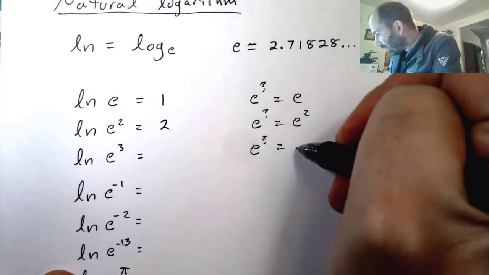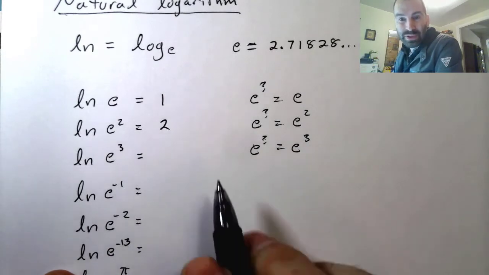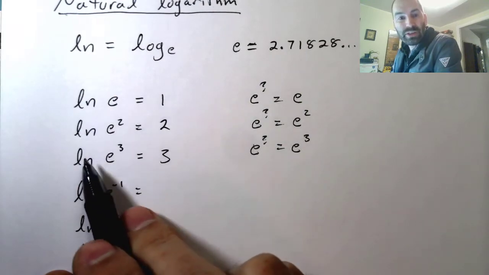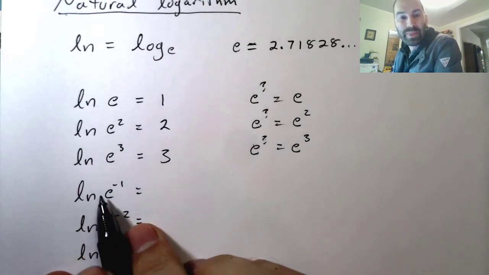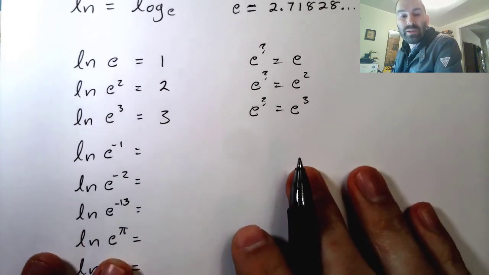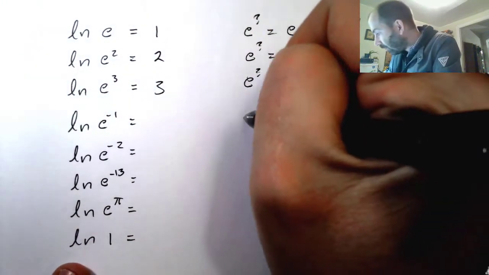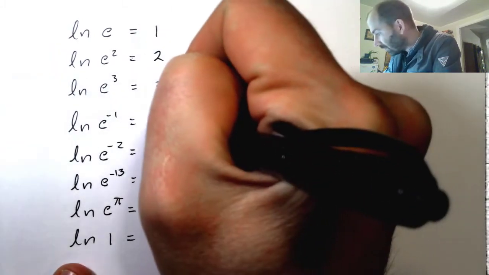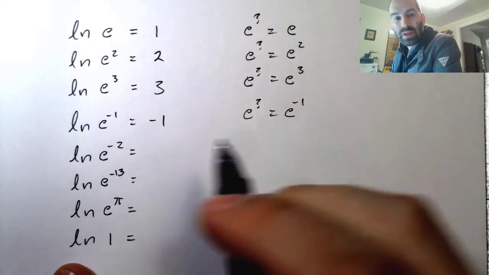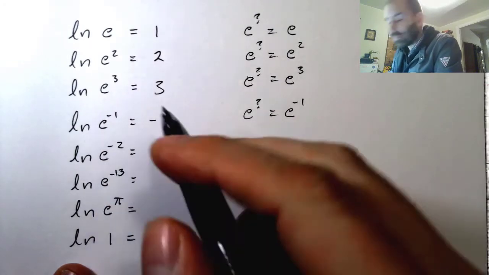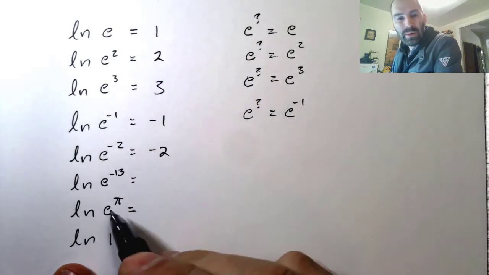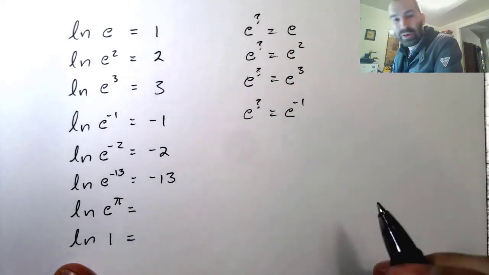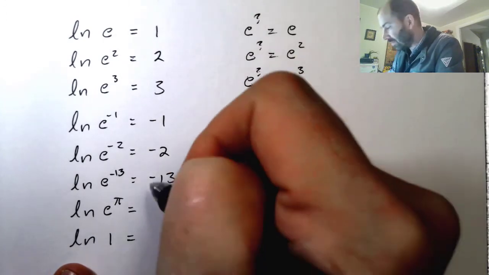e to the what equals e cubed? What does this have to be? A 3. That'll make these the same. See what it's doing? The log is just pulling down the exponent. Log of e to the negative 1. e to the what equals e to the negative 1? It's negative 1. What about this one? Negative 2. What about this one? Negative 13. What about this one? e to the what equals e to the pi? Pi.